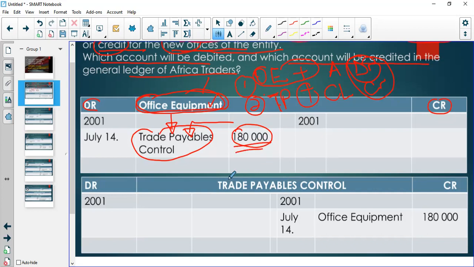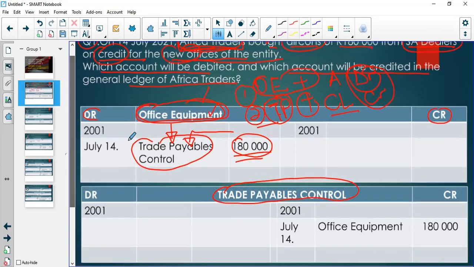Then we also go to the trade payables control. In the general ledger, we open the trade payables control because we want to record a transaction. We know that trade payables is a current liability. It has increased because we owe people now. So we have to record the 180,000 on the credit side of the trade payables control.